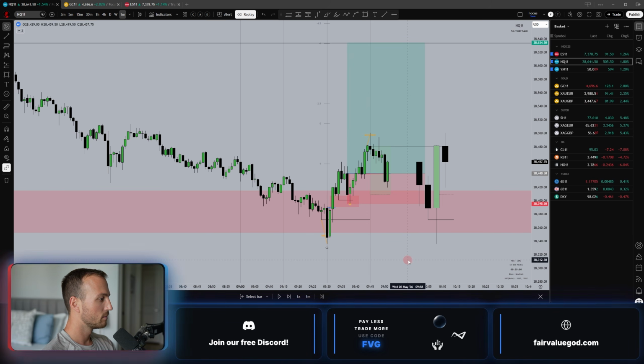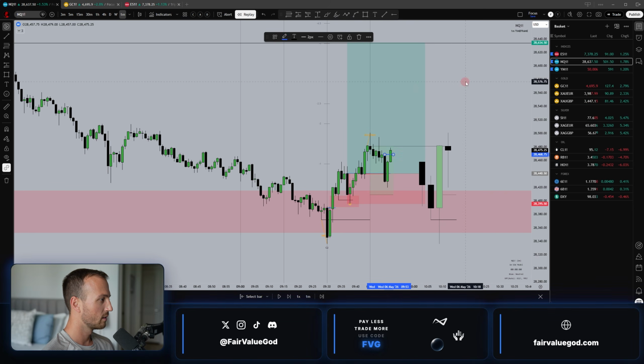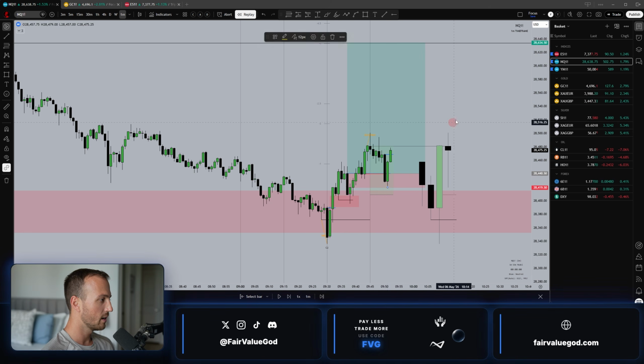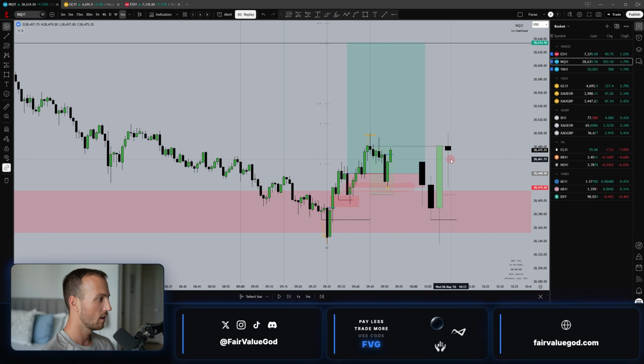And now I said, you know what? If we close above here, this is now your new protected swing, right? So I entered here on this limit. I then trailed my stop to this low right here. So this is your new protected swing right here. So reduce risk by more than half, which is great.